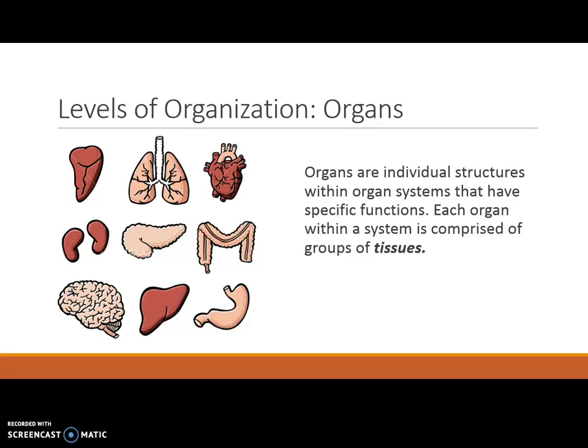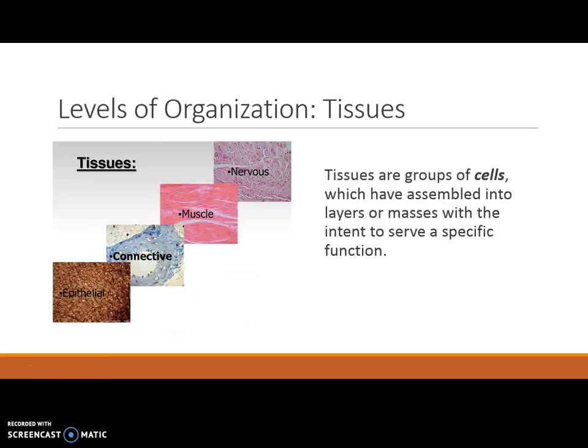The kidneys are going to apply to the urinary system. The stomach's going to apply to the digestive system. Every one of them has their own function and their own purpose within a system. So again, we talk about organs being made up of groups of tissues, so now we're going to talk specifically about tissues. Tissues are groups of cells, which have assembled into layers or masses with the intent to serve a specific function. There are 4 types of tissue. That's epithelial, connective, muscle, and nervous.